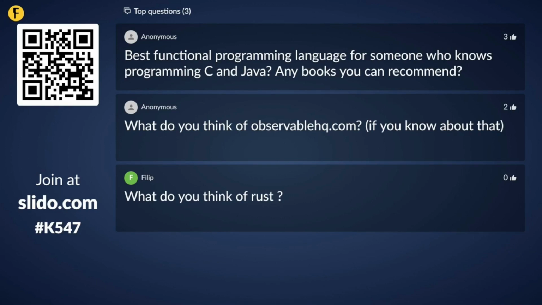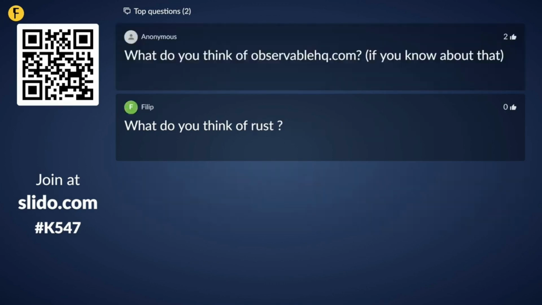What do you think of observablehq.com, if you've heard of it? I have not. I am really sorry, and I'm literally writing that down right now because I'm so sorry, but I've never heard of it. All right.